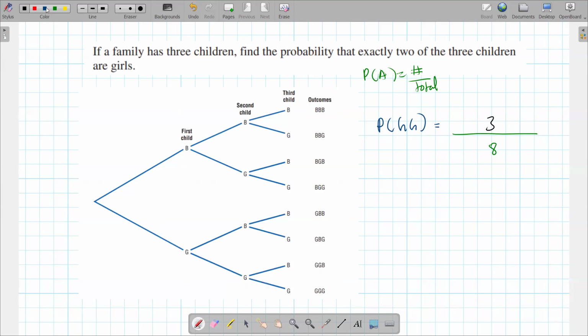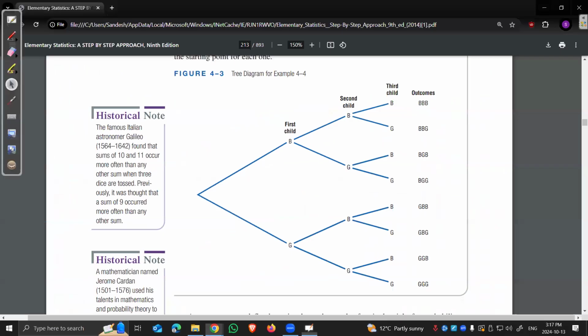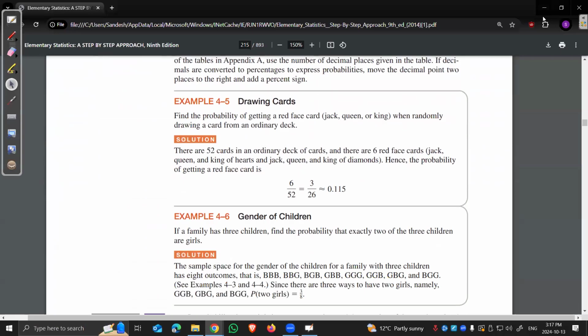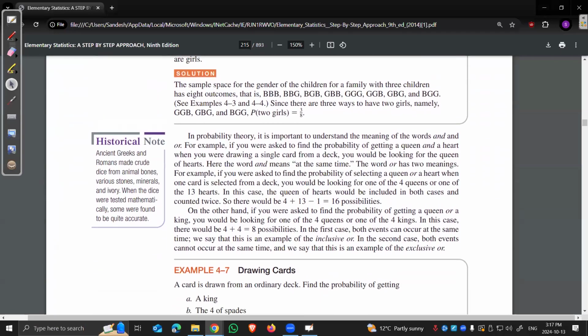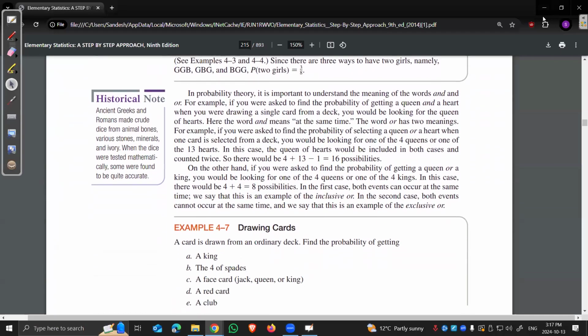I'm going to plug it in. Should give you 0.3... actually, 3 over 8 is 0.38 something, 0.385 maybe.